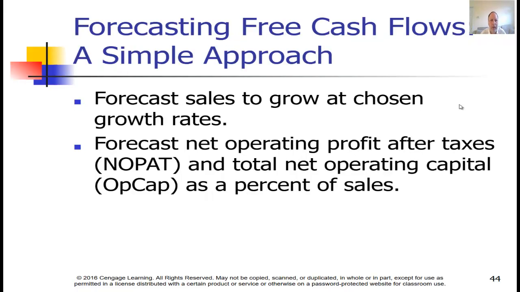To show further examples of that, we will look at forecasting free cash flows, a simple approach. We're going to forecast sales to grow at chosen growth rates and see how this affects the value of the company. Then we will forecast net operating profit after taxes, NOPAT, and total net operating capital, OPCAP, as a percentage of sales.